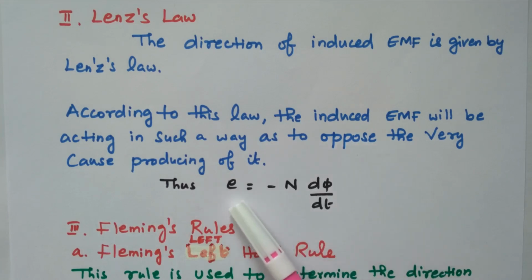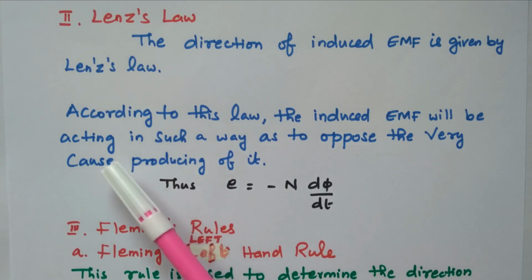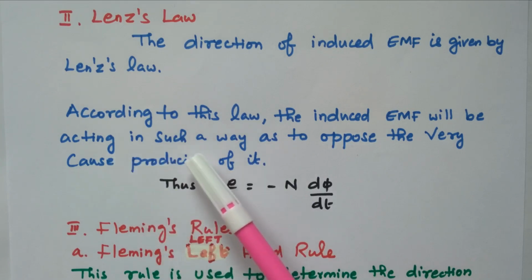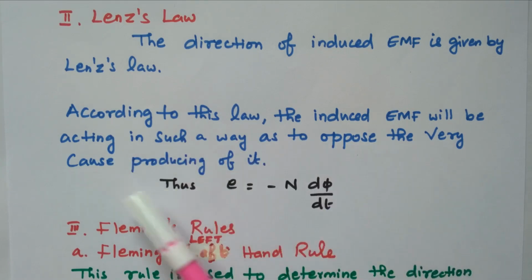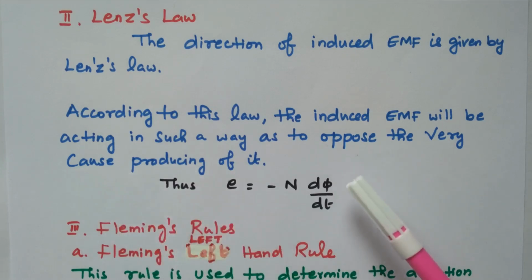So E equal to minus N dφ by dt. This direction is given by Lenz's law. It is clearly given: the EMF will act in such a way as to oppose the very cause producing it. It will oppose the rate of change of flux. So E equal to minus N dφ by dt. Right? The direction is given by Lenz's law.